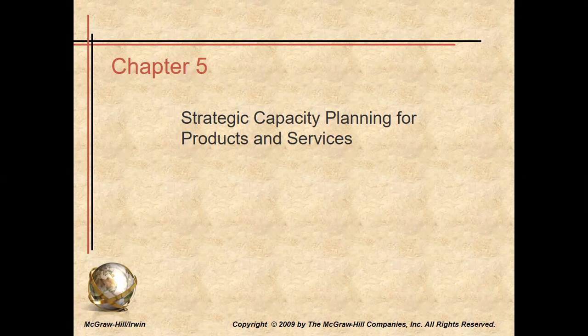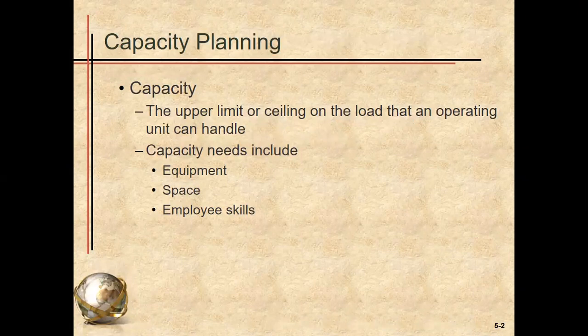Our class is about strategic capacity planning for product and service. Okay, let us try. Capacity planning is how we plan our capacity so that it is still under control, I mean, in optimum conditions. It is the upper limit or ceiling on the load that an operating unit can handle. The capacity needs include equipment, space, and employee skill.